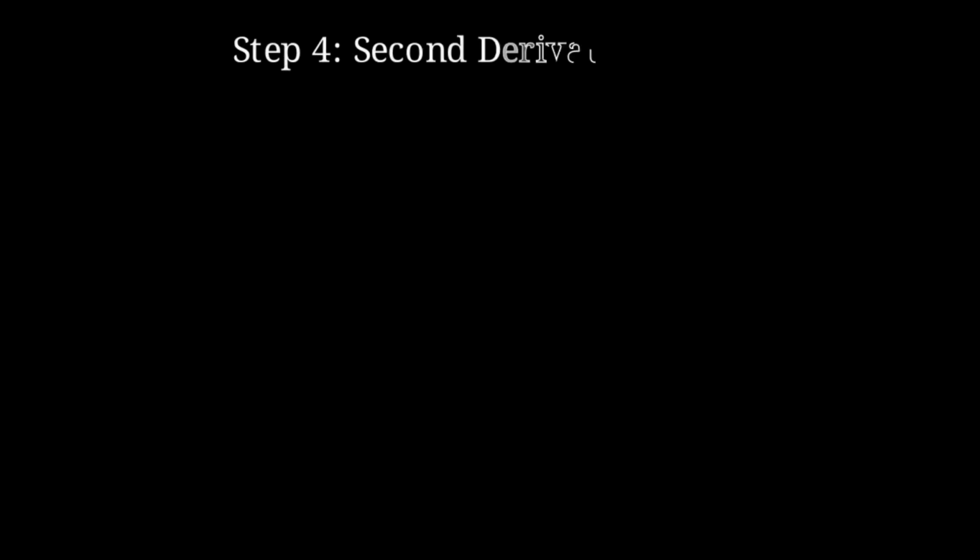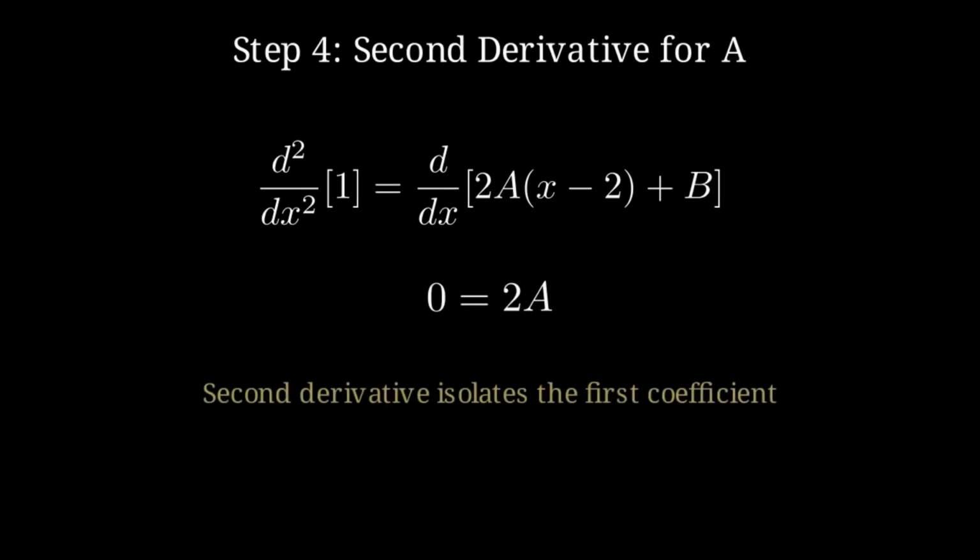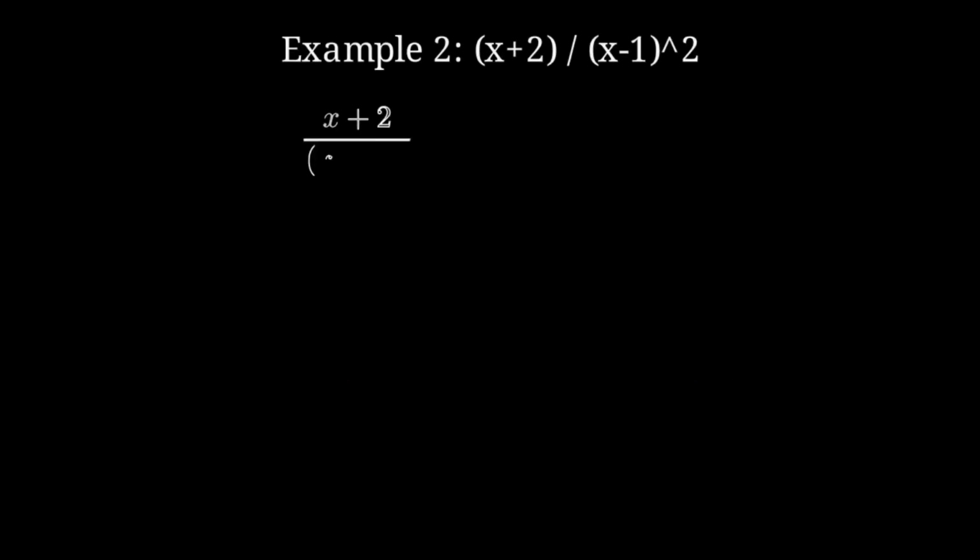We repeat the process for the final constant. Taking the second derivative isolates the coefficient of the linear term. This systematic approach ensures that even with very high powers, we are only performing basic differentiation rather than solving high-order systems. Let's try a slightly more complex numerator.